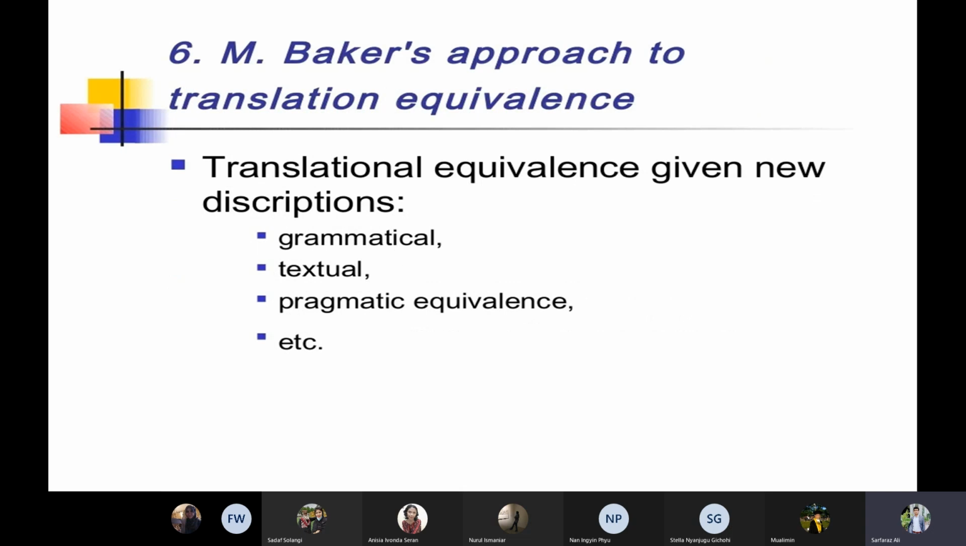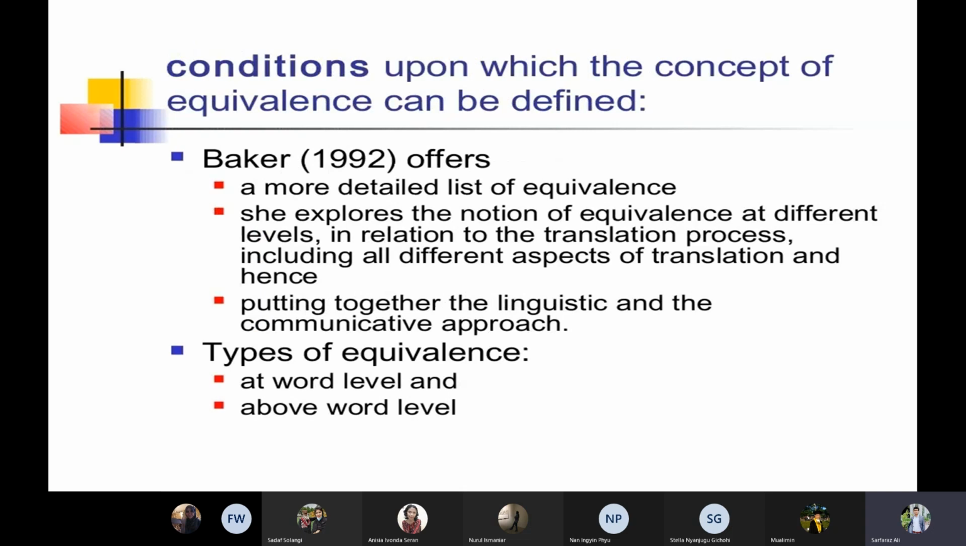And number six, the approach, and this is the last theory, is presented by Mona Baker. Baker's approach to translation equivalence is in front of you. Actually, in Baker's sense, she divides equivalence into different kinds of description, such as grammatical, textual, and pragmatic equivalence. So these three, grammatical, textual, and pragmatic equivalence, are the major approaches given by Baker. She explores the notion of equivalence at different levels in relation to the translation process, including different aspects of translation.